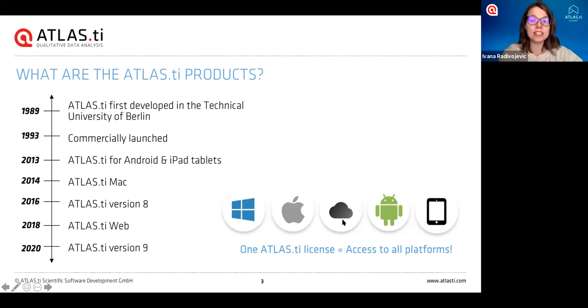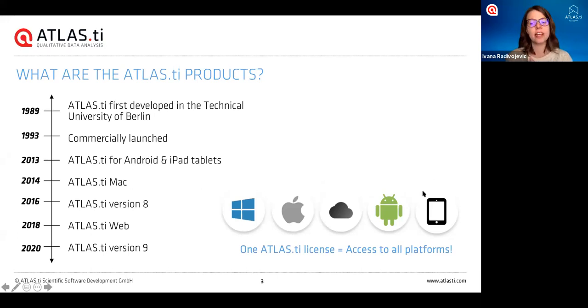But if you do get a license for ATLAS.ti Mac, it's also good to know that this license will include access to all of the platforms. And so you choose whether you want to use Mac, Windows, or web. It's not that you have to buy a separate license for each. One license includes access to all of them.